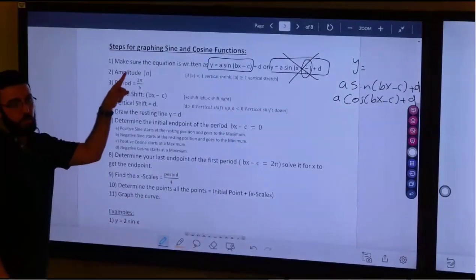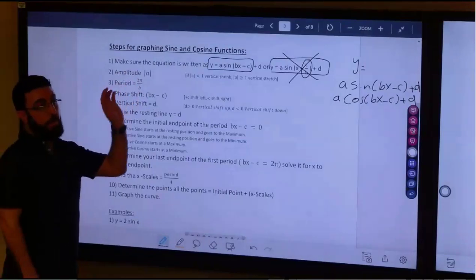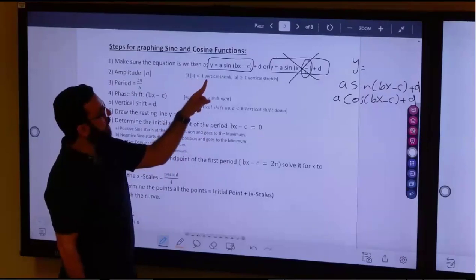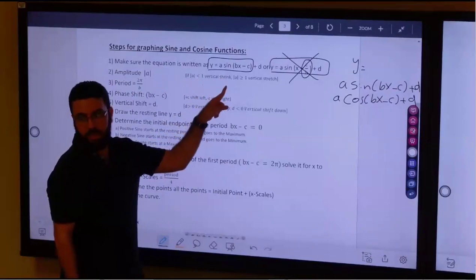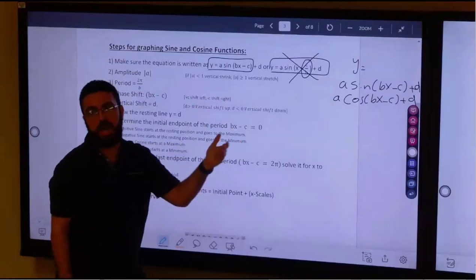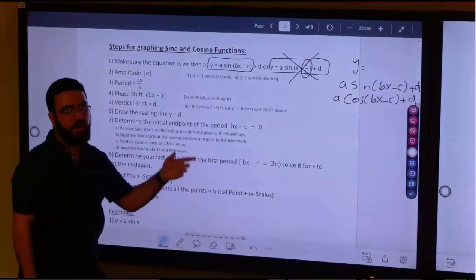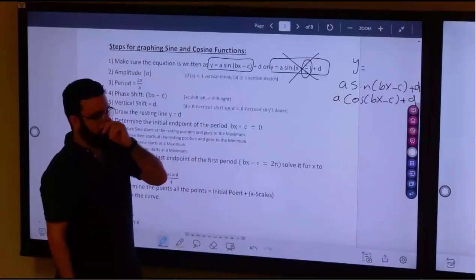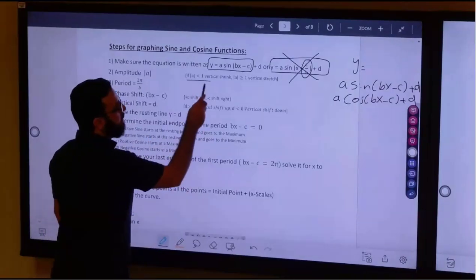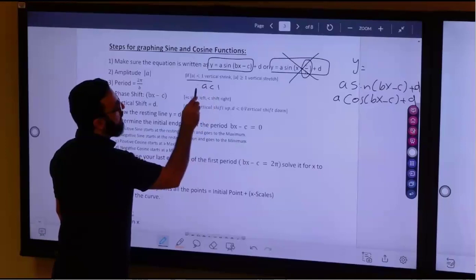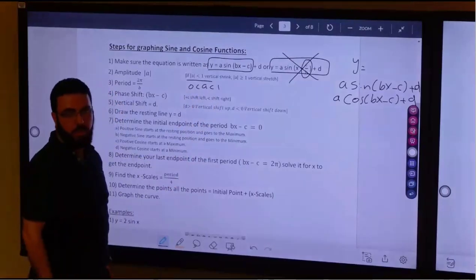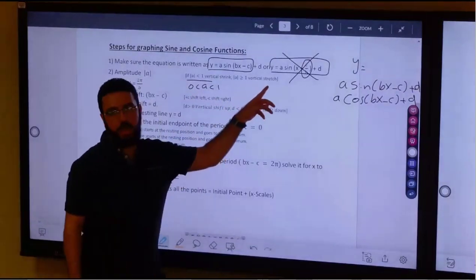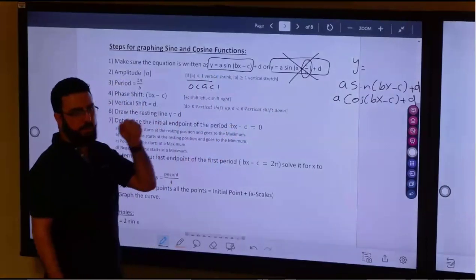The amplitude, which is what? The absolute value of A. If the absolute value of A is less than 1, what is it going to be? A vertical shrink. That means a fraction. If you have 1/3 sine, that's going to be a vertical shrink. It just says less than one, so let's say A is between 0 and 1. And if A is greater than 1, it's going to be what? A vertical stretch, okay?